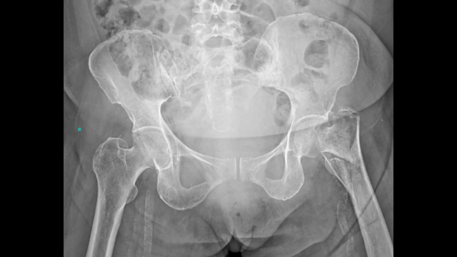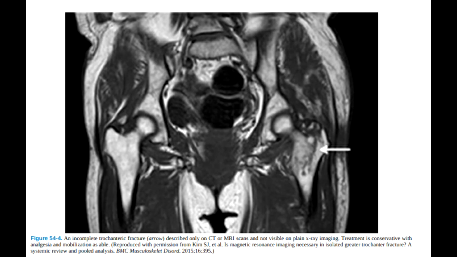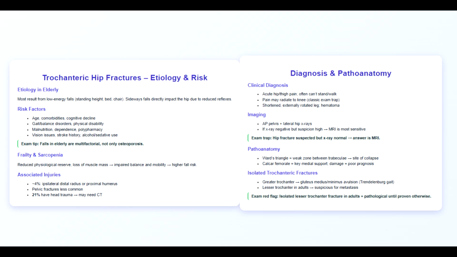However, not all fractures are visible on plain radiographs. Figure 54.4 illustrates this. It shows an incomplete trochanteric fracture visible only on MRI, marked by an arrow. CT or MRI is especially useful when the fracture is suspected clinically, but radiographs appear normal. For exams, remember the phrase: if plain X-rays are negative but suspicion remains high, MRI is the most sensitive test. This is a frequent exam trap, contrasting X-ray, CT, and MRI in terms of diagnostic yield.